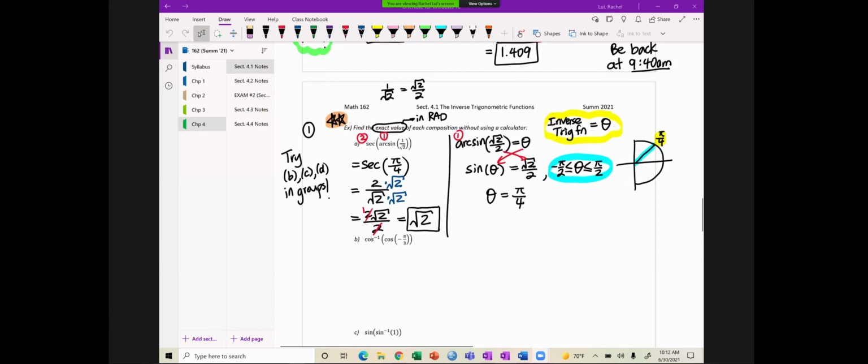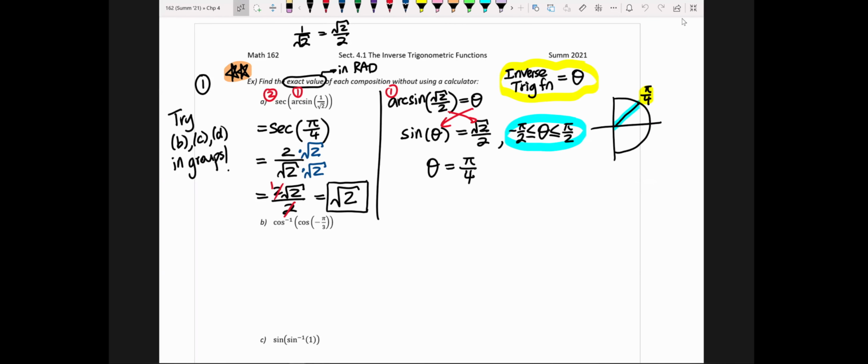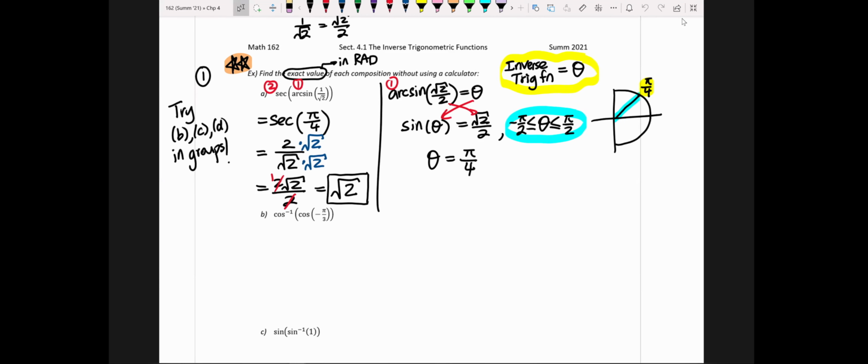Okay, so continuing in section 4.1, we'll be sharing answers for these two problems. Let's go to Genesis. So Genesis, starting with the first problem, part B, we want to find the inside function first and then the outside function. So what is the exact value for the inside function? For the inside, that's a -1/2.